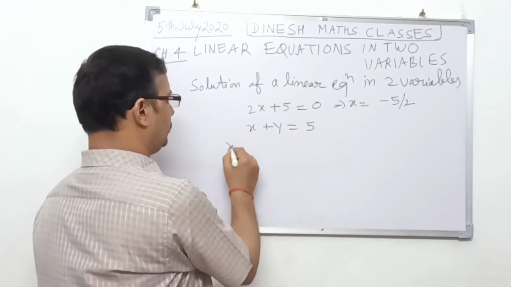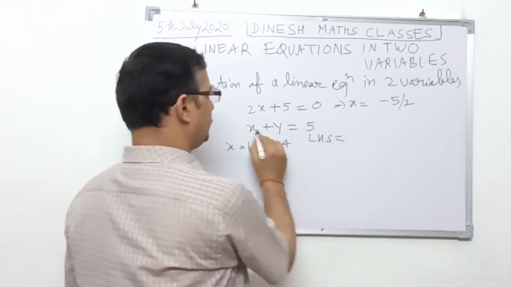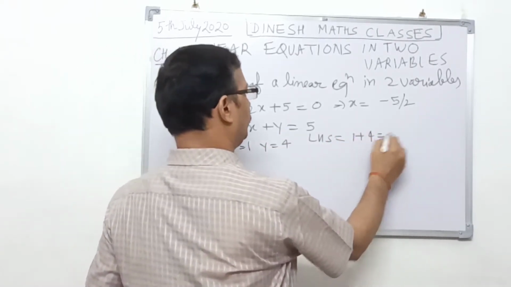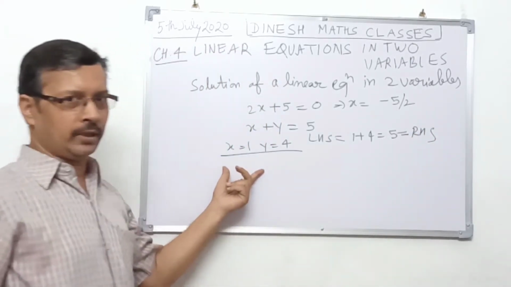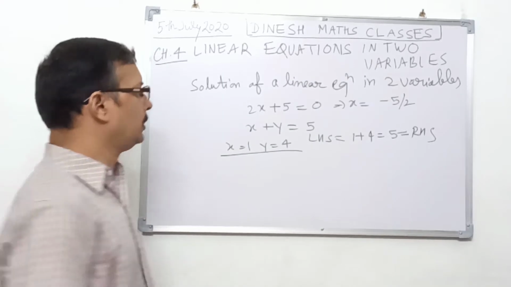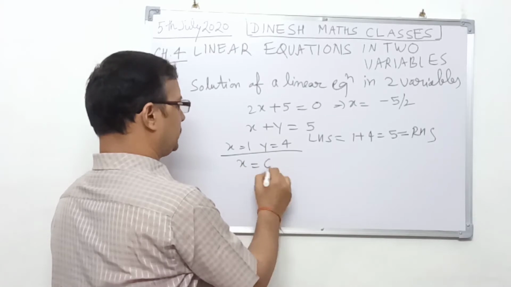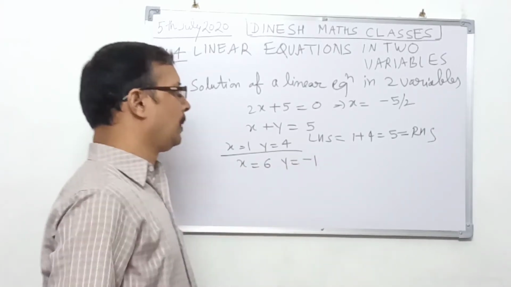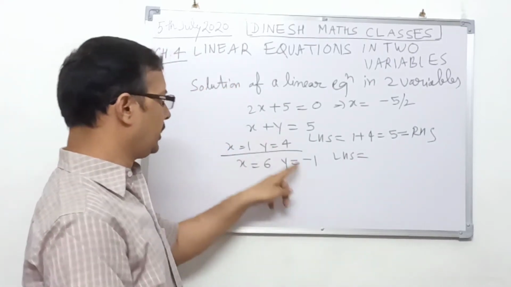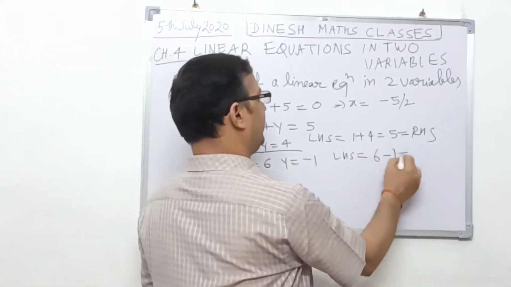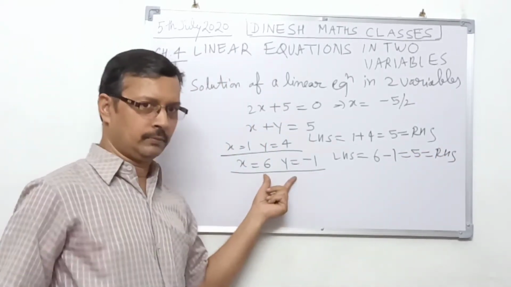For example, if you put x equal to 1, y equal to 4, then put these values in the left hand side of this equation. 1 plus 4 equal to 5, which is the right hand side. Therefore this is a solution. x equal to 1, y equal to 4 is a solution of this equation. Similarly, if you put x equal to 6, y equal to minus 1, then also you can check the left hand side. In place of x write 6, in place of y write minus 1. 6 minus 1 is 5, same as RHS. Therefore this is also a solution.